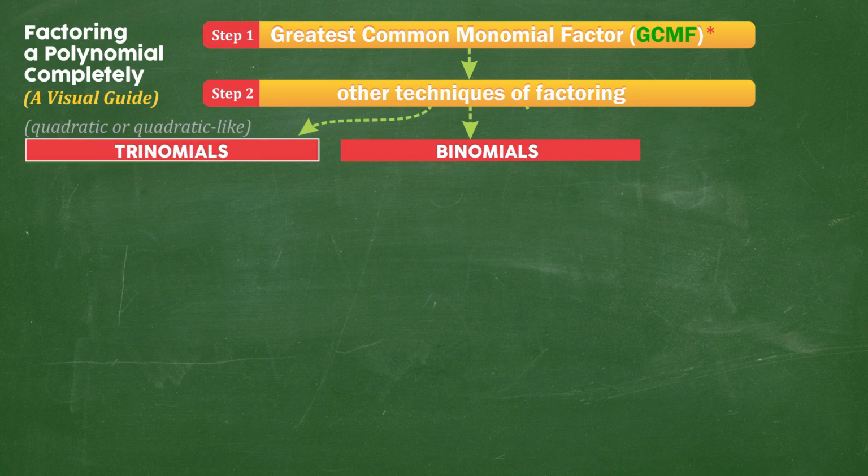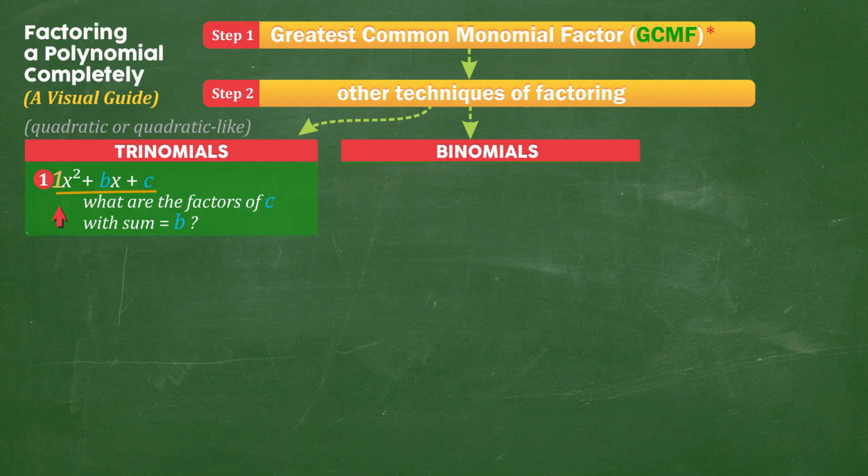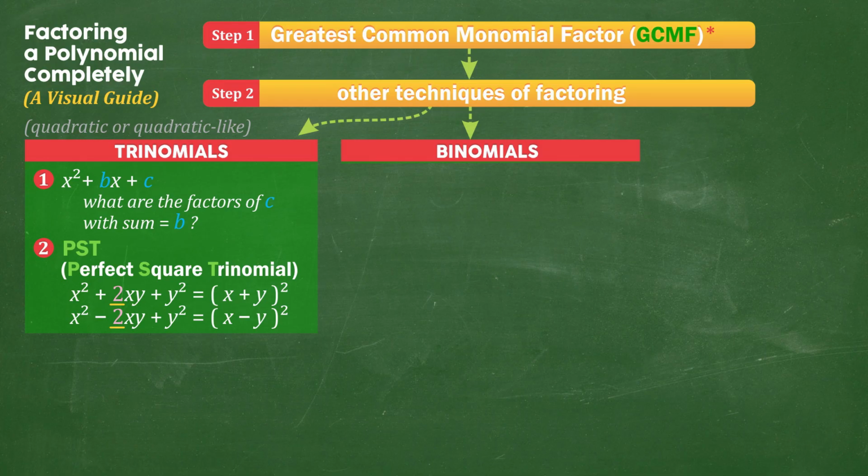If it's a trinomial, swerte ka pag ang leading coefficient mo is 1. In that case, you just need to ask the question, what are the factors of C with sum equal to B? Now, in case the leading coefficient is not equal to 1, hope and pray it's a PST.